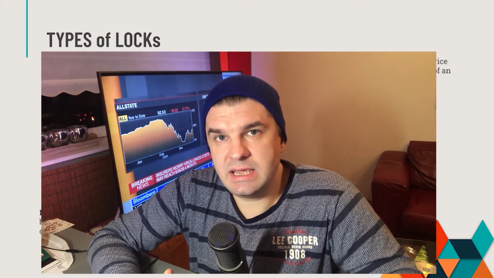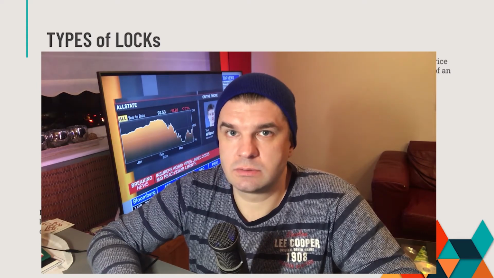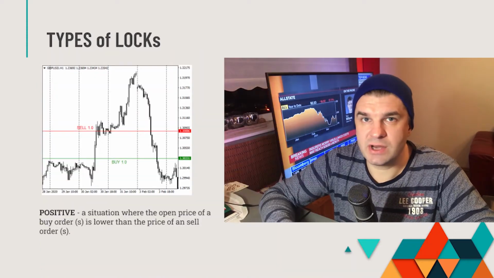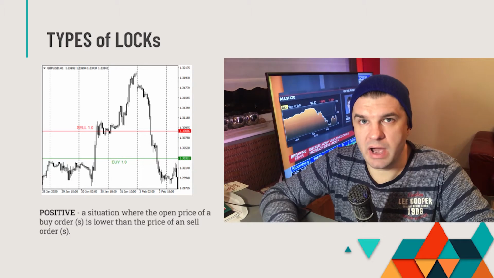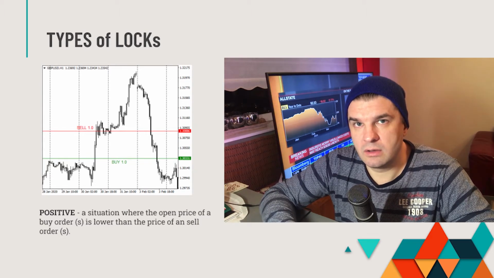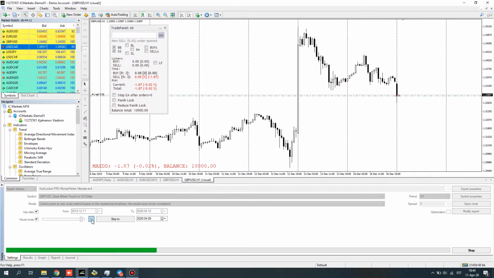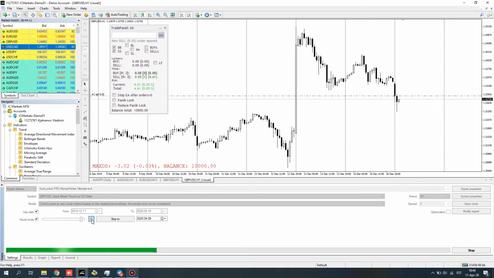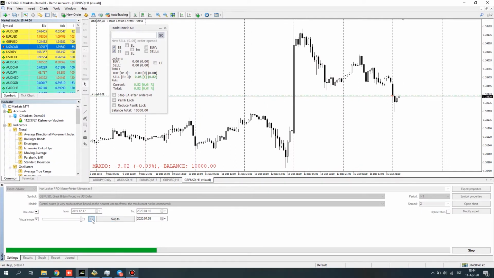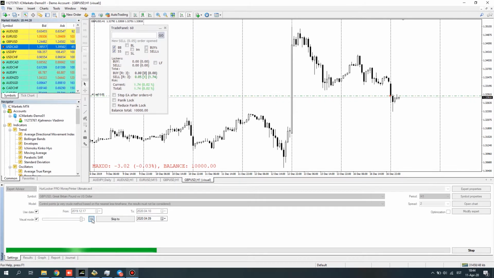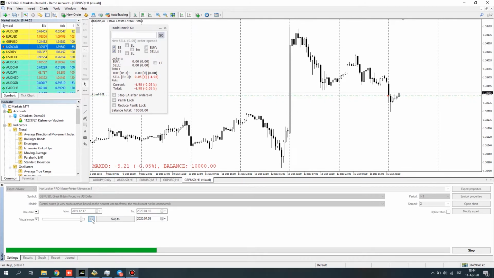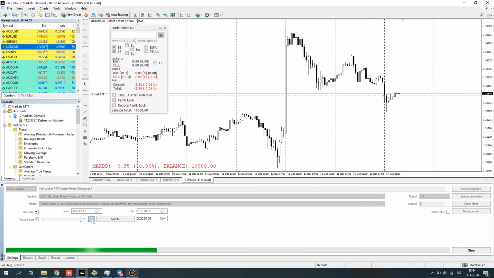There are at least two types of locks. Positive: a situation where the open price of the buy order is lower than the price of the sell order. Let's look at the positive lock on the chart. I open the sell position. If the price moves in the direction I need, then after some time I have profit and want to fix it, so I need to open a buy position.